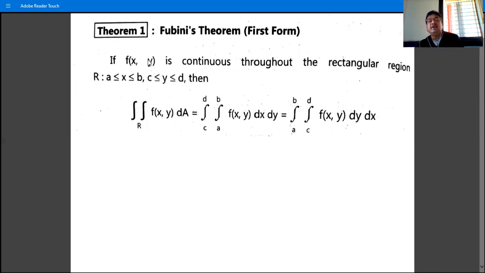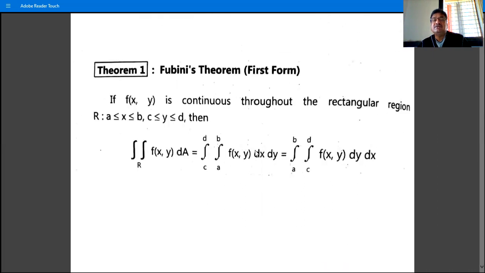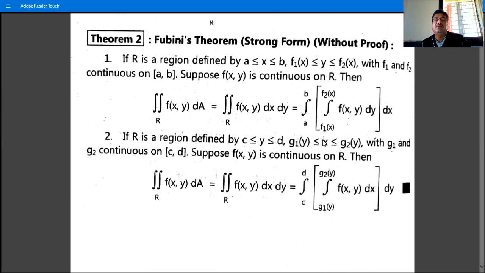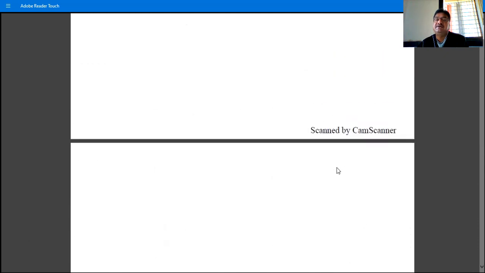But this holds if f(x,y) is continuous throughout the rectangular region. If f(x,y) is not continuous, then these two may or may not be equal. So if f(x,y) is continuous, then we can change the order of integration very easily when the limits are constants. And if the limits are not constant, then in order to change the order, we can use a strip parallel to the x-axis or y-axis.